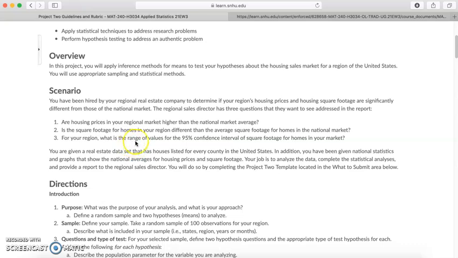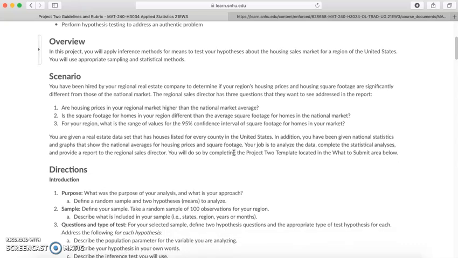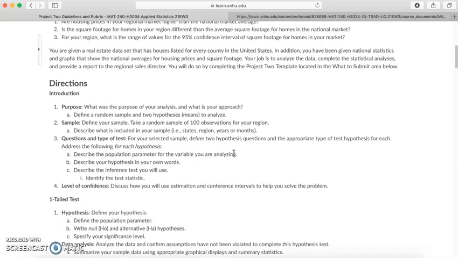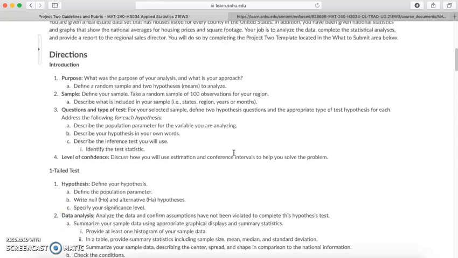And then for your region, what is the range of values for the 95% confidence interval of square footage for the homes in your market? So we're really, like I said, running 2 hypothesis tests and coming up with 1 confidence interval. So we're going to be looking at the same spreadsheet we've been looking at, and you're going to pick 1 region. It doesn't matter. I'm going to be looking at New England. You're more than welcome to use New England or whichever one you want.